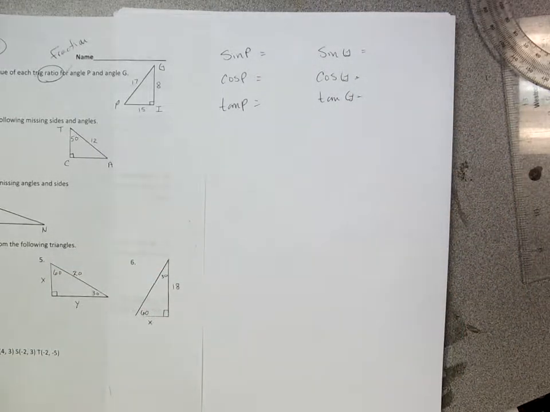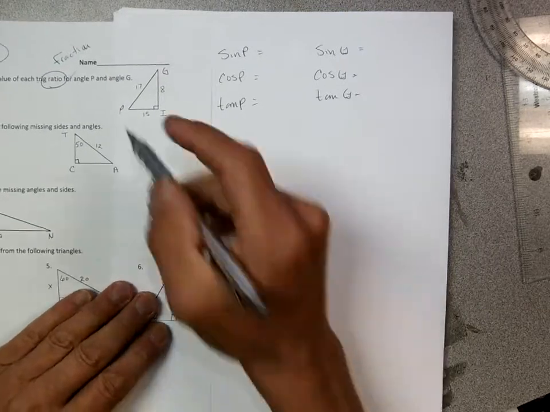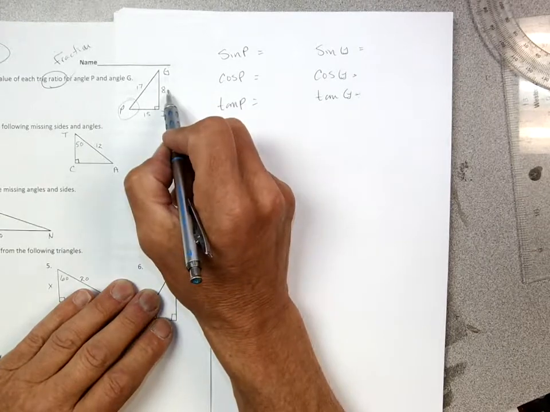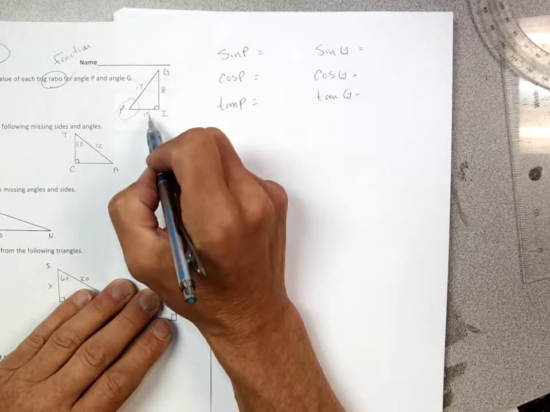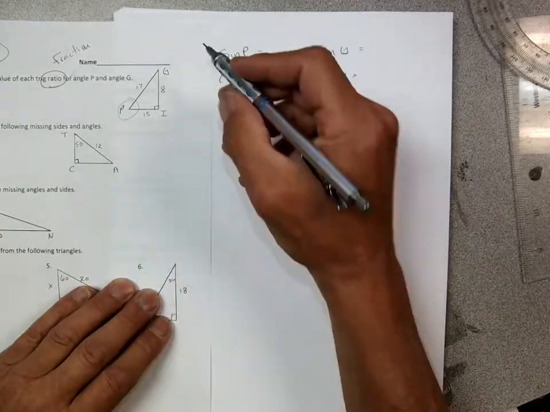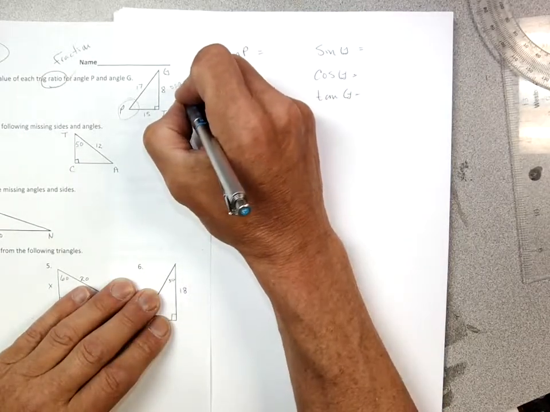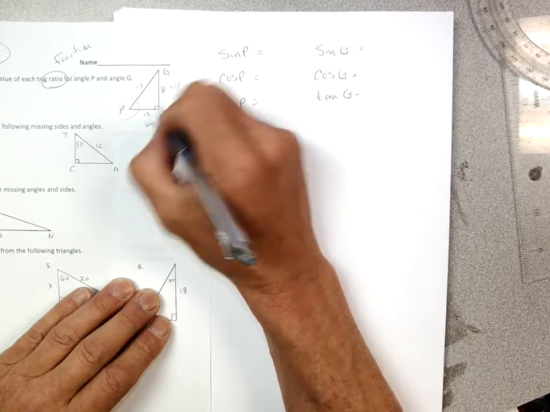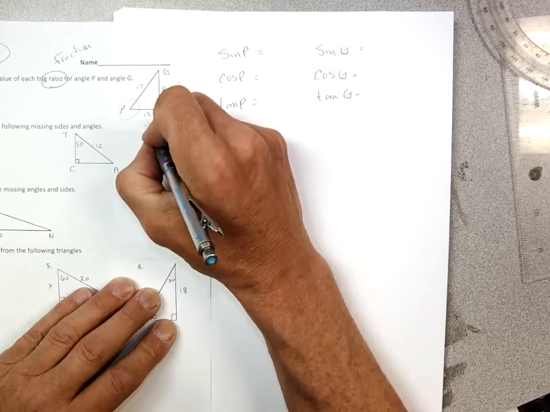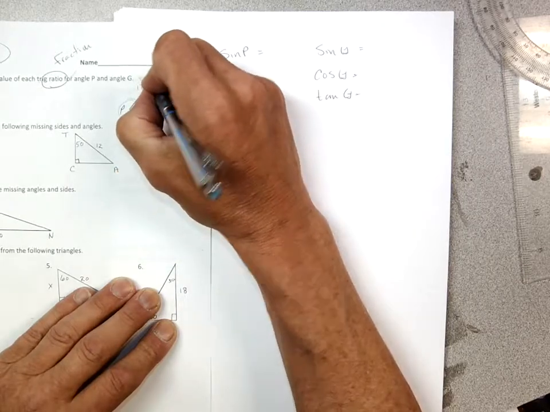I'm going to label the names in pencil because when I go to the other side, it's going to switch the names, right? So first let's go to angle P. If I go to angle P, then the 8 is my opposite side, the 15 is my adjacent, and the 17 is my hypotenuse, right? So I'm just going to write in real quickly, opposite, adjacent, and hypotenuse. Okay, how am I doing?